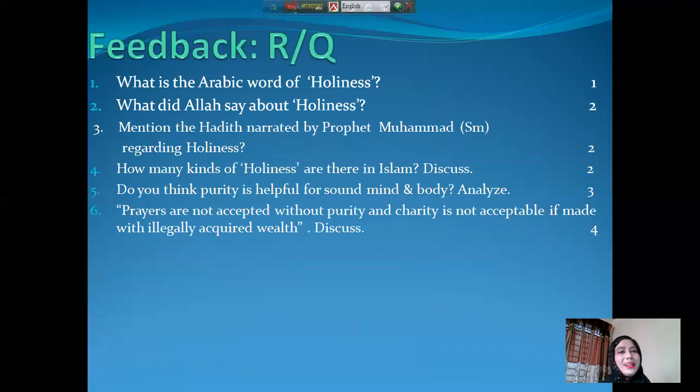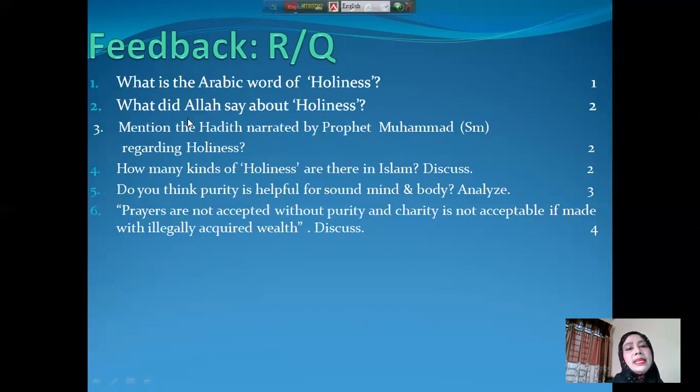Okay, now feedback class. Students, from this slide you will get 6 questions, and here you see the right portion, I get the marks. Okay, the first question is, what is the Arabic word of holiness? You know that? What? Taharatun. Yes, and this is called a knowledge-based question. Whenever you write this question's answer, please write the keyword nicely and correctly, otherwise your full mark will be cut down. You can write this 1 mark question answer in one sentence or in 1 word, that means keyword.